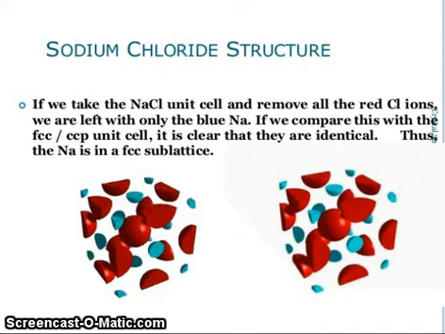So in the sodium chloride structure, if we take the sodium chloride unit cell and remove all the red chlorine ions, you can see in this figure, we are left with only the blue sodium. If we compare this with the FCC and CCP unit cell, it is clear that they are identical. Thus the sodium is in an FCC sublattice.